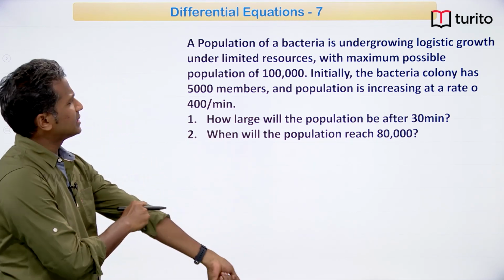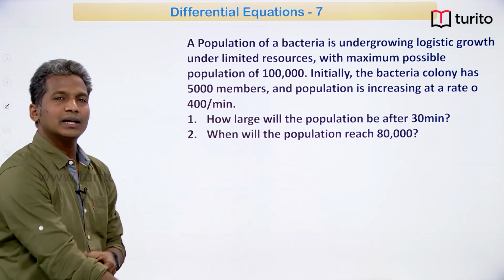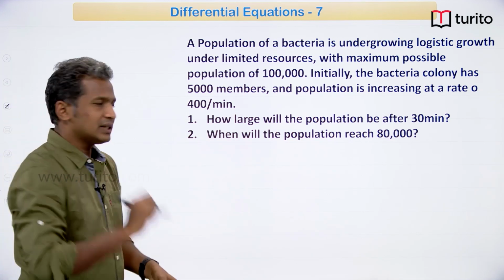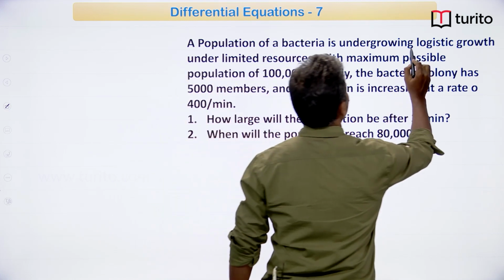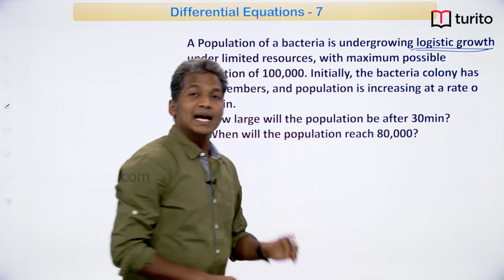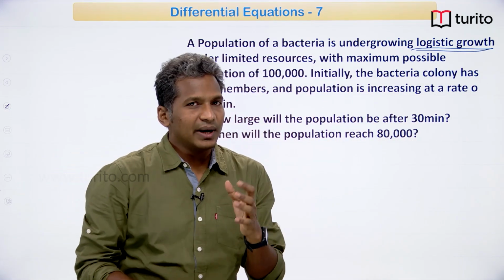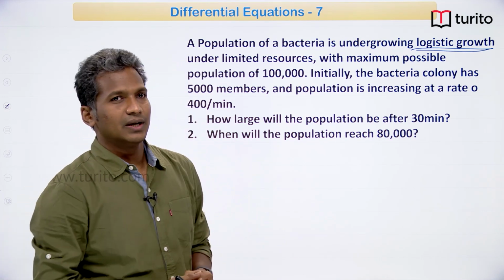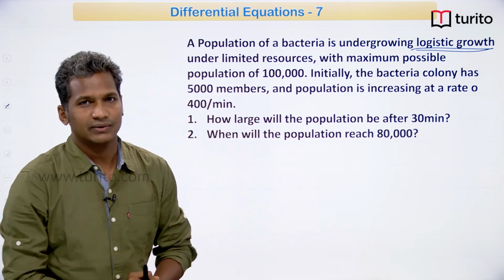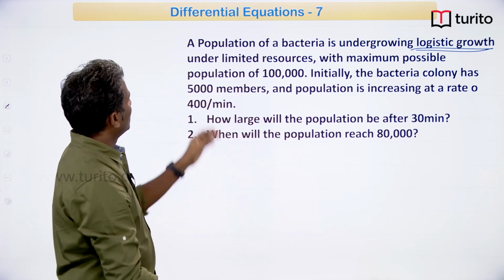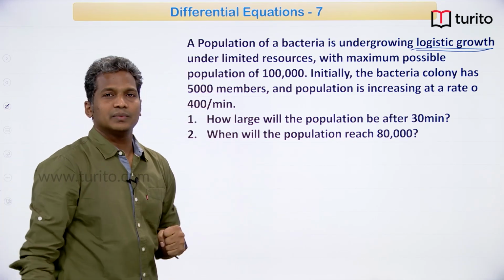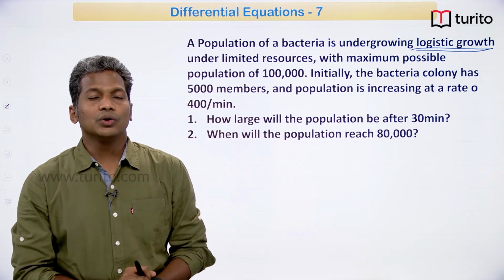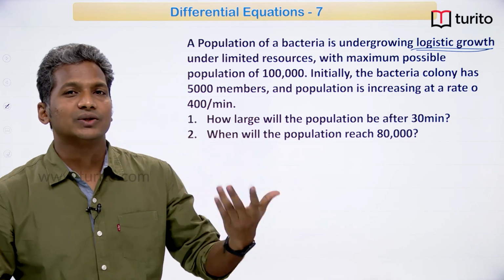The question says the population of a bacteria is undergoing logistic growth. In fact, this word logistic growth has a meaning, because in mathematics there is an equation called the logistic equation. We will see what that logistic equation is. Okay. Under limited resources. So, growth is under limited resources.